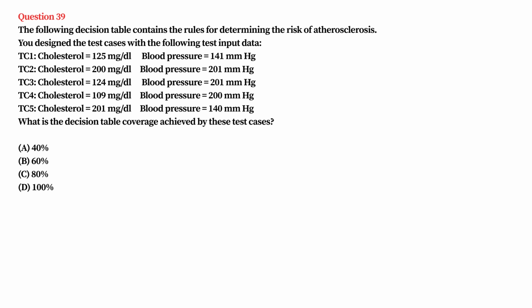There are 5 columns in the decision table. Each test case covers one of them. TC1 and TC2 both cover Rule 4, TC3 and TC4 both cover Rule 2, TC5 covers Rule 5. So, these 5 test cases cover 3 out of 5 columns, achieving a coverage of 3/5. Multiplication by 100% equals 60%, therefore, option B is the correct option.